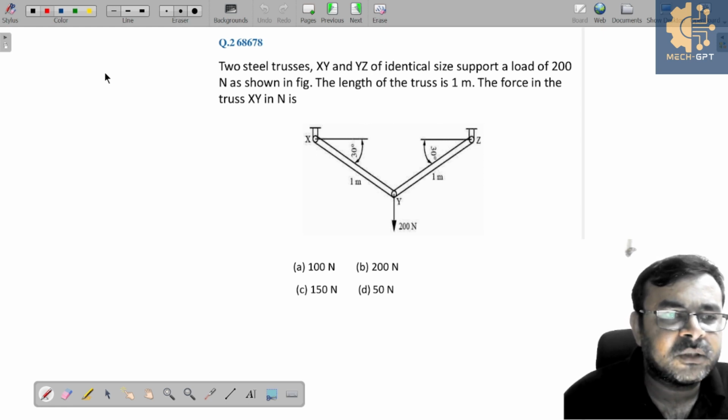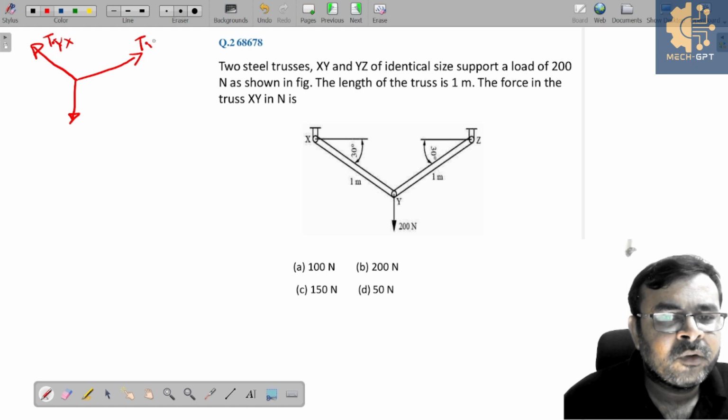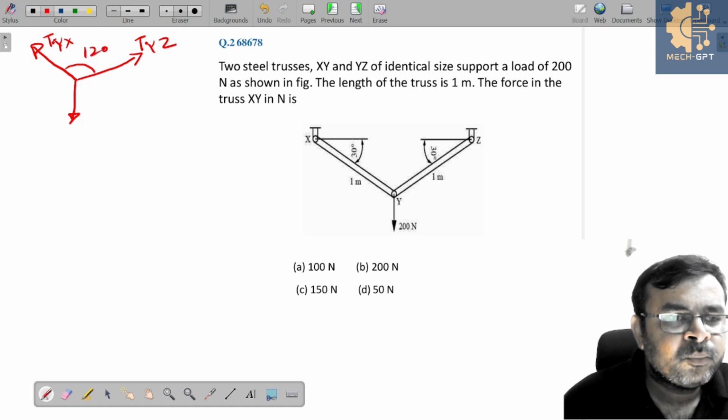This is a very simple question. Simply you just apply the method of joints, and obviously here you will get a tension, that is Tyx, and here you will get Tyz, and both are making the same angle. So can I say this is 120, this is 120, and this is 120? The whole system is symmetric.